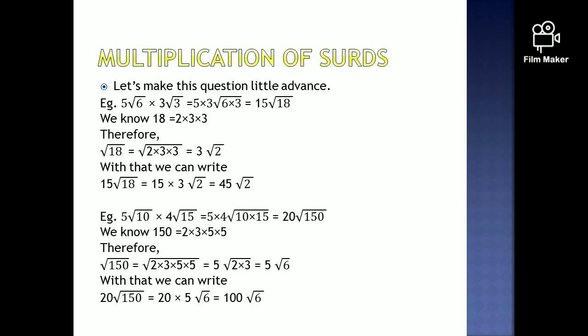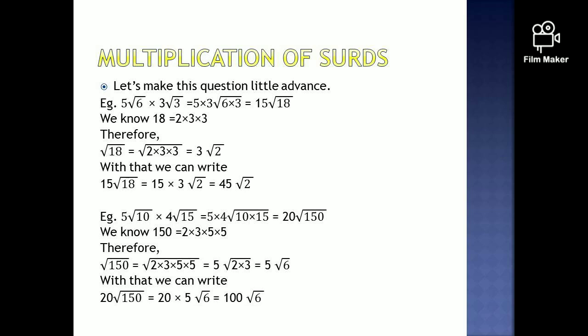Now we are going to do the next level of these questions. If you happen to multiply 5 root 6 by 3 root 3, as we mentioned in the previous slides, we can multiply 5 into 3, which is outside the square root, and 6 into 3, which is inside the square root. With that you can write 5 into 3 is 15, and within the square root 18, that is 15 root 18. As I mentioned in the previous video, if you get a large number within the square root, see whether you can do more simplification.